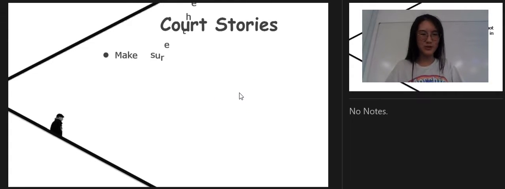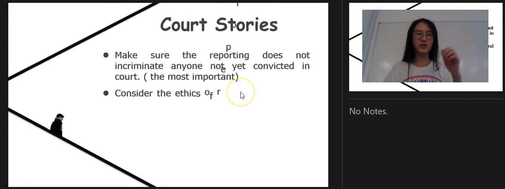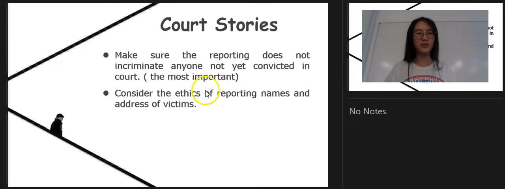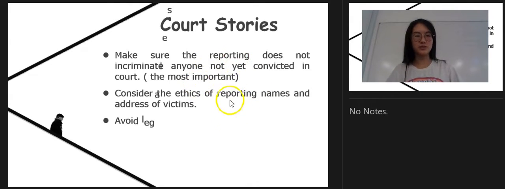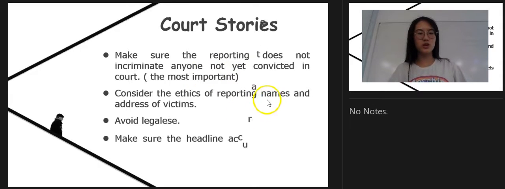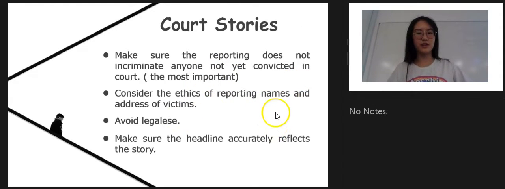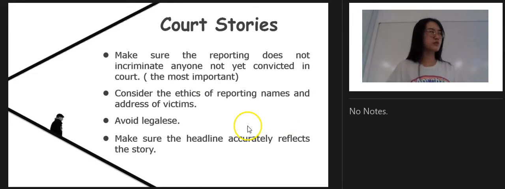And the next one is the court stories. You need to make sure the reporting does not incriminate anyone not yet convicted in the court. It's the most important thing when you're editing the court stories. You need to consider the ethics of reporting names and addresses of the victims. Some of them may refuse to do that.